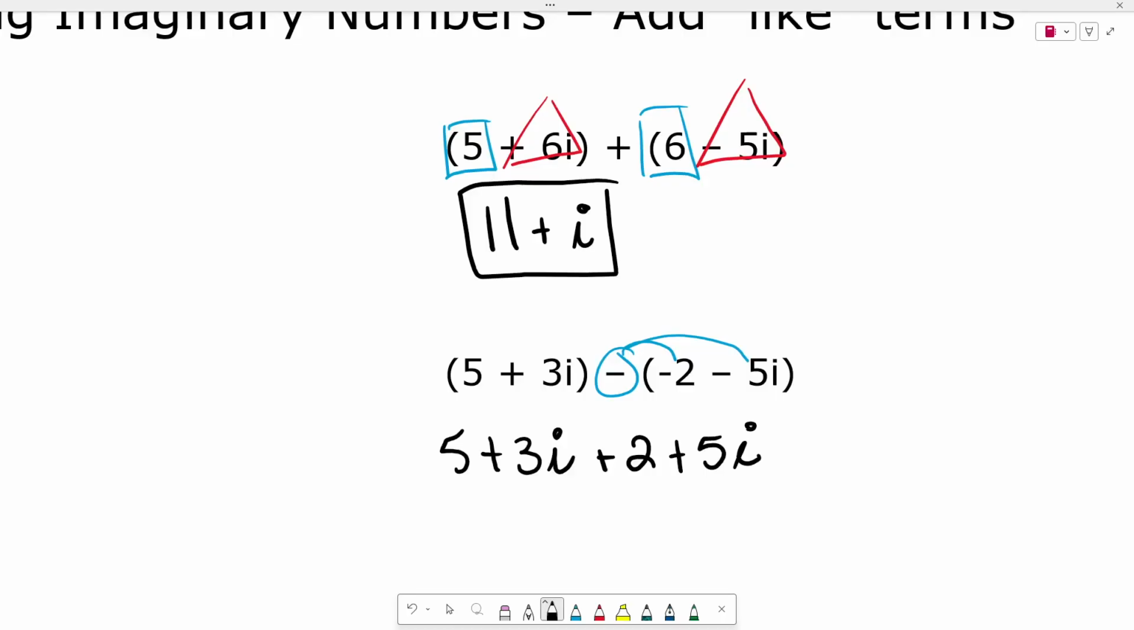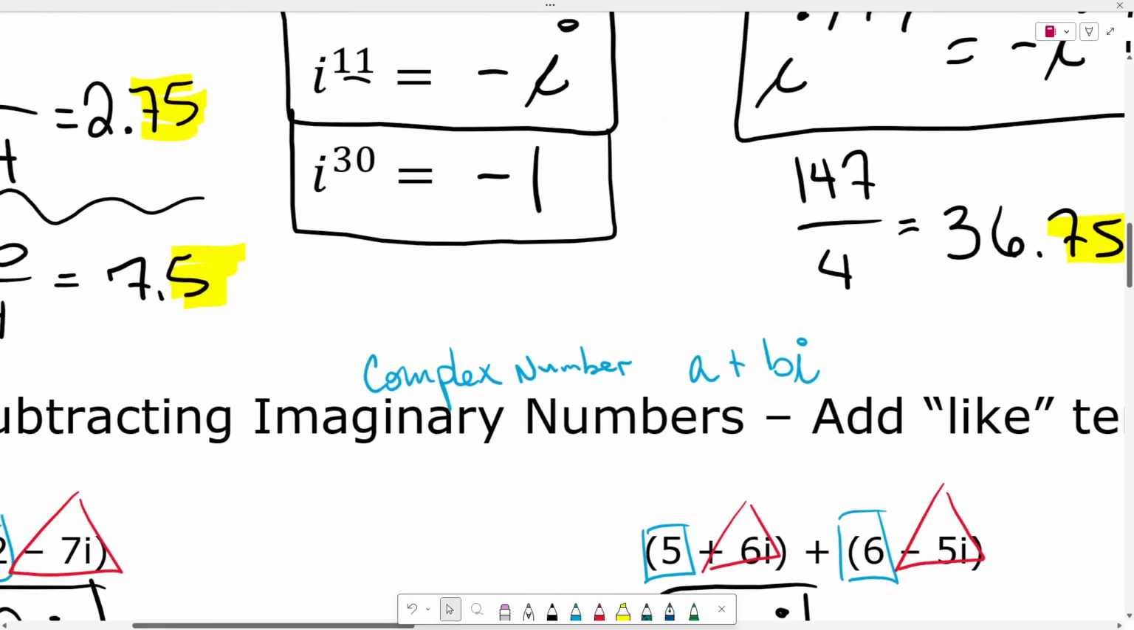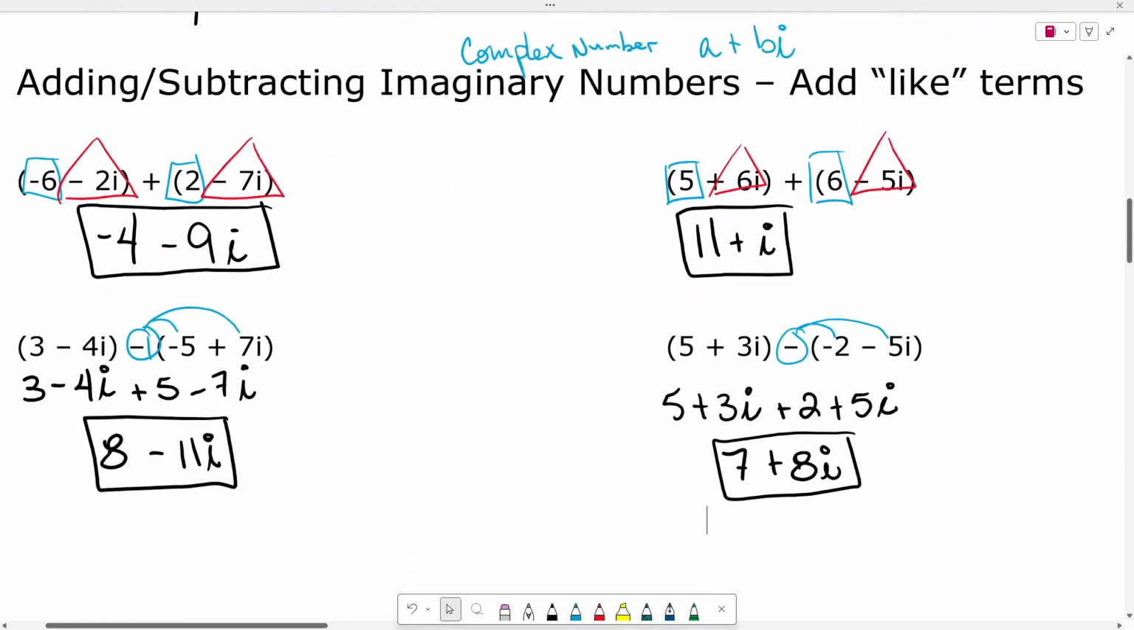Collect the like terms, so our real portion, 5 plus 2 gives me 7. 3 plus 5 gives me 8 with the i. Adding and subtracting our complex numbers, our imaginary numbers. So keeping in that same vein, we have done some adding, we have done some dealing with some exponents with our i's, so let's see what else we can do.